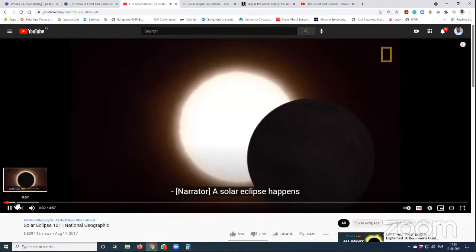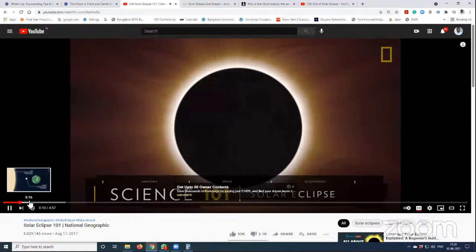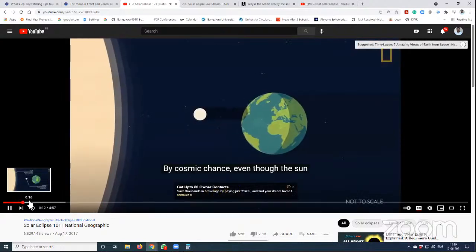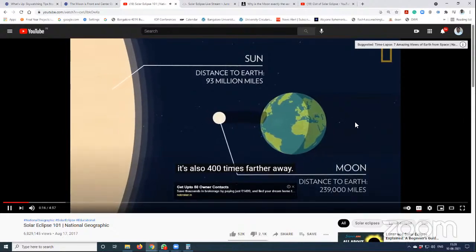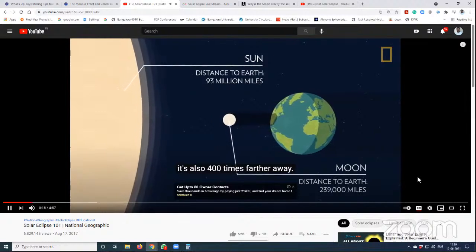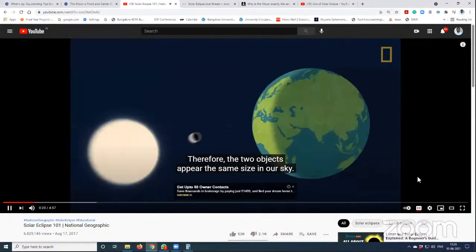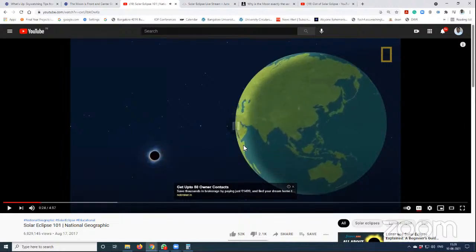A solar eclipse happens when the moon blocks all of the sun's rays from reaching the Earth. By cosmic chance, even though the sun is 400 times wider than the moon, it's also 400 times farther away from the Earth, about 93 million miles. Therefore, the two objects appear the same size in our sky.